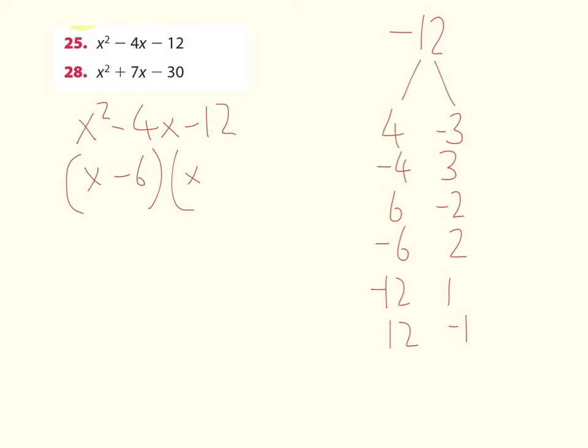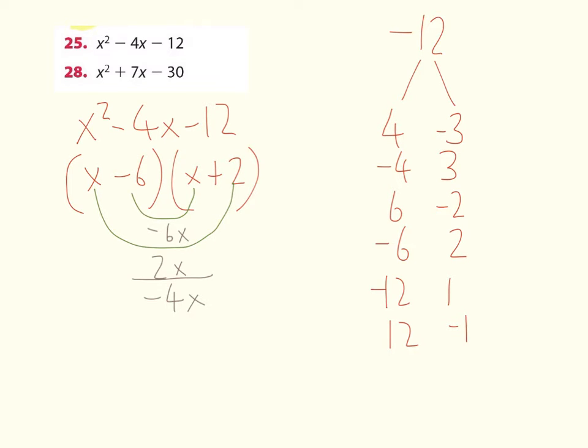Now what I'll always do at the end of this is check it, so I'll do my smiley face, like so. Minus 6 times x gives me minus 6x, and x times plus 2 gives me 2x, and minus 6x plus 2x gives me minus 4x, which is what I'm looking for. Okay, so I'm right.